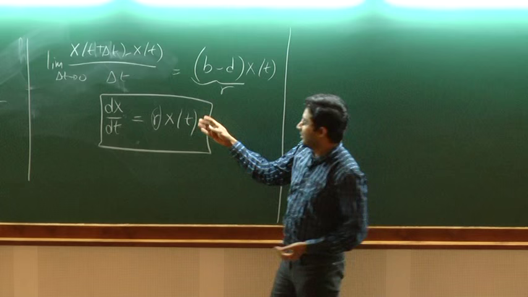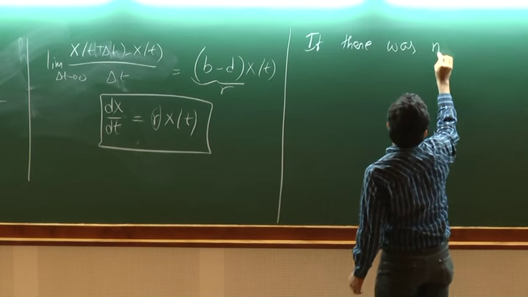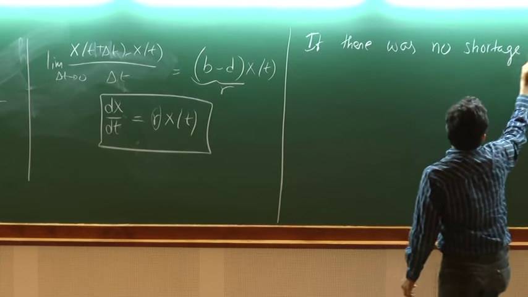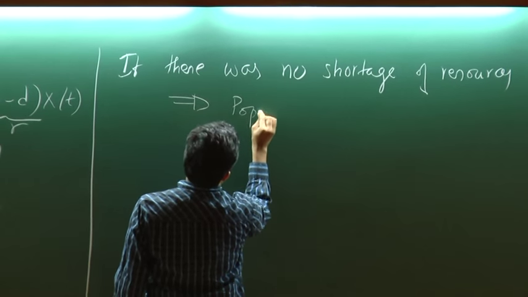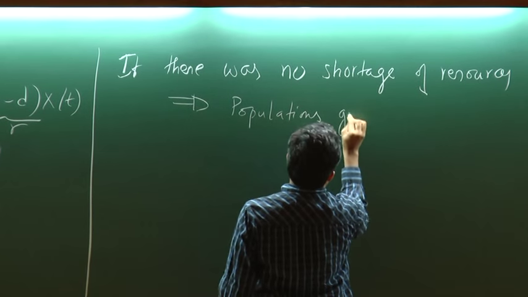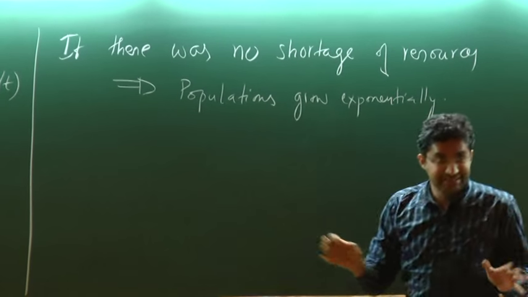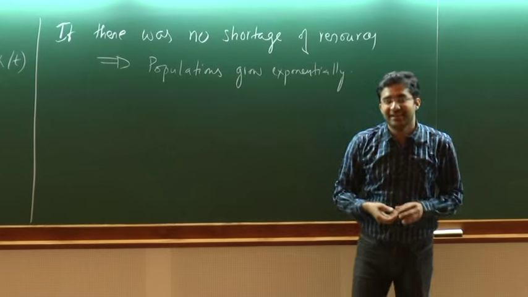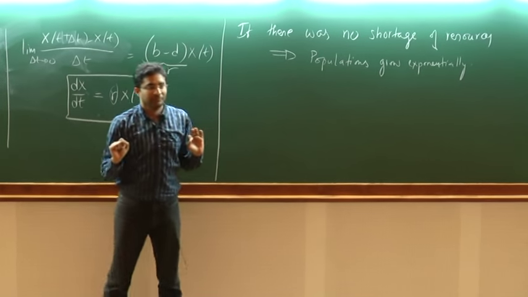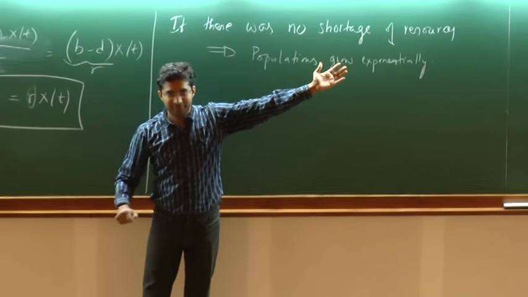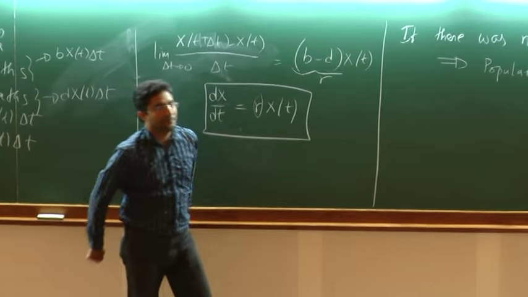Shortage of resources, right? So conversely, if there was no shortage of resources, what happens to populations? Populations grow exponentially. So in ecology, if you see a population that's growing exponentially, the immediate conclusion you can draw is that it hasn't reached a stage where resources are limiting them to grow. Clearly this will not be true forever. There has to be a time when the resources will become limiting, and therefore this equation will not be true anymore. Okay?